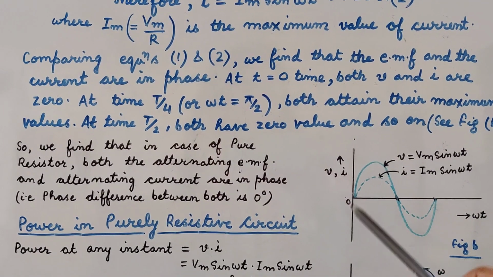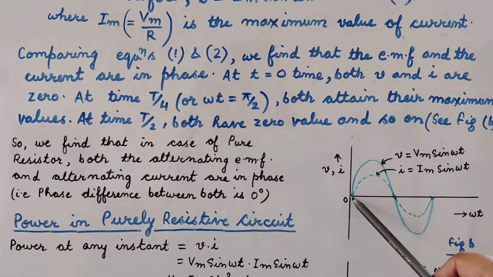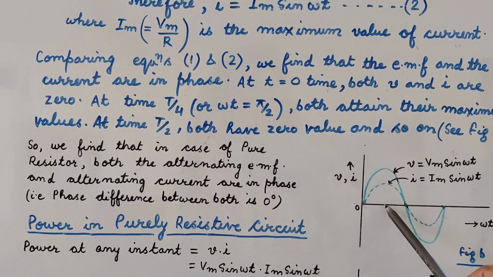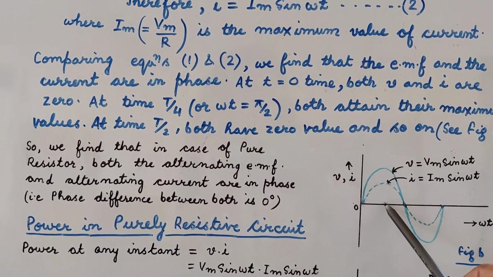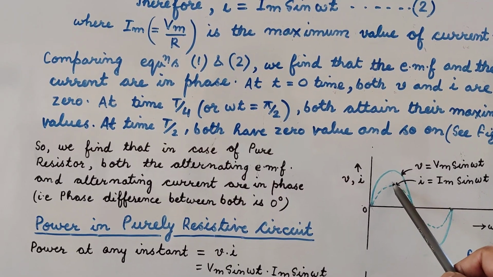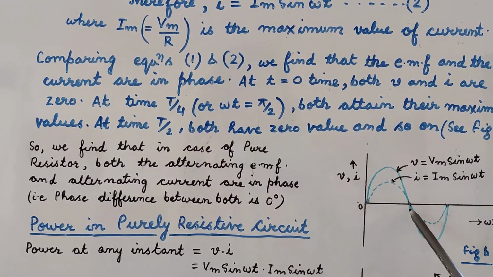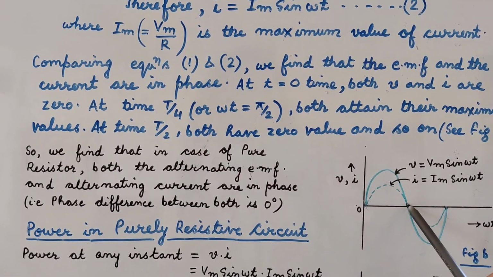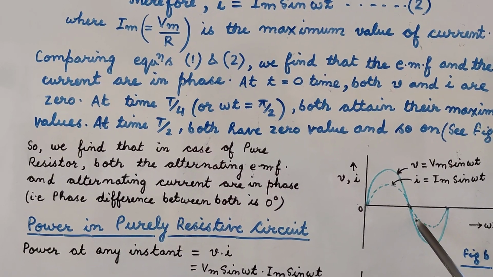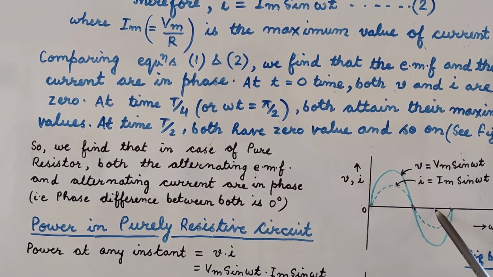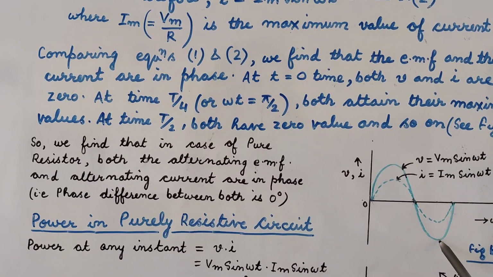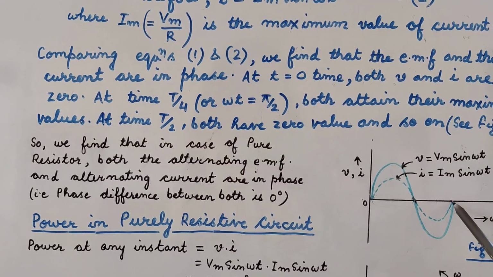From this graph we find that at t is equal to 0, both the alternating current and the alternating EMF are 0. At t is equal to capital T by 4 or omega t is equal to 90 degrees, both the voltage and the current have maximum value. Similarly, at capital T by 2 or at omega t is equal to 180 degrees, both voltage and current will be 0. Similarly, at omega t is equal to 270 degrees, both v and i will have negative maximum value, and at 360 degrees both values will be 0.